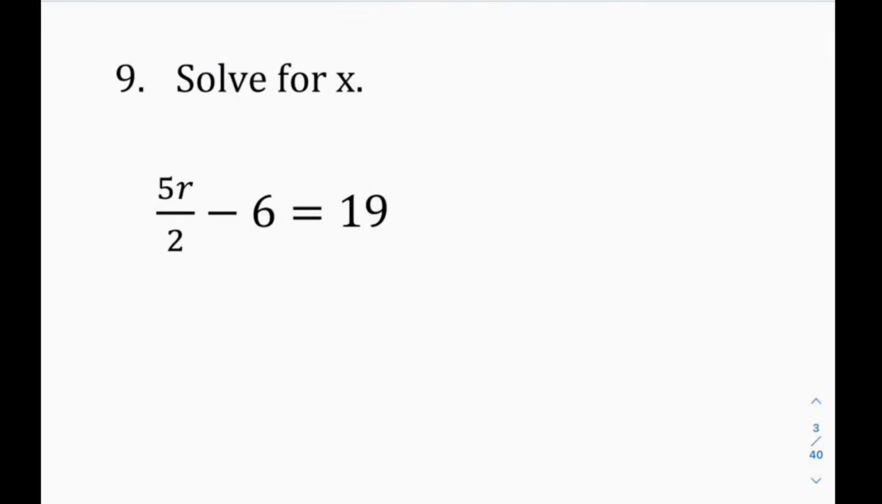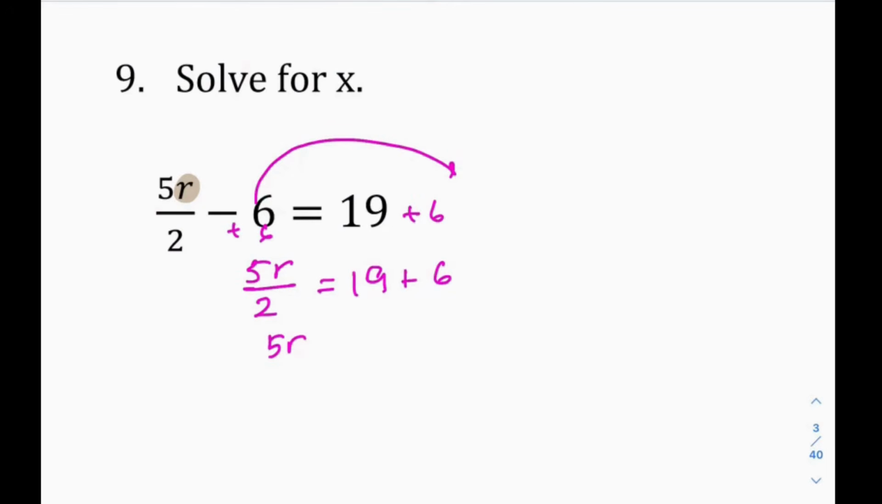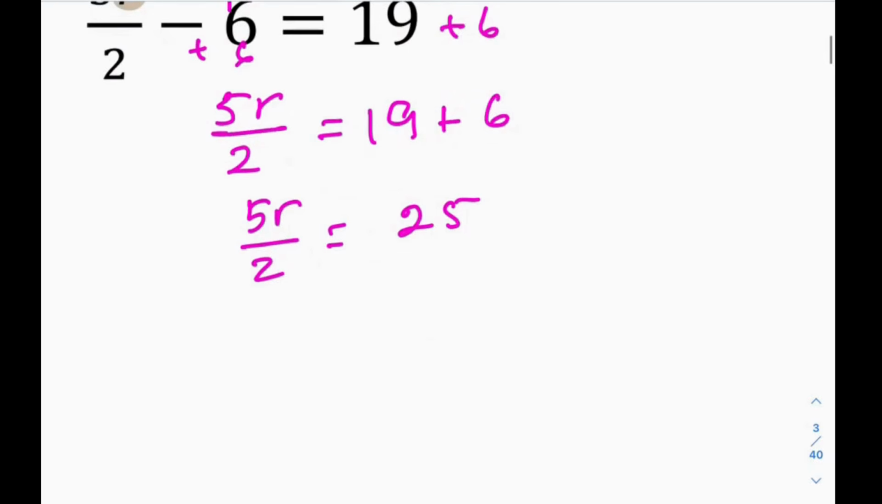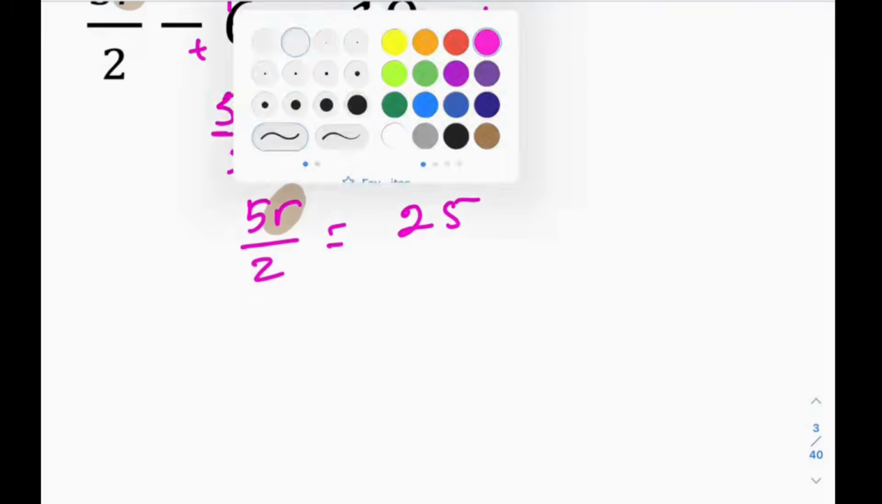Now, same thing, start with the minus and the plus first to get rid of them. Now, the r here is multiplied by 5 over 2, then subtracted 6. So you take the 6 there. It will be 5r over 2 equals 19 plus 6, which is 25. And since here the variable is multiplied by a fraction, you have 2 choices.